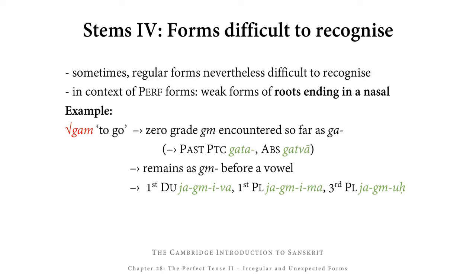However, here we have a few forms where the gm remains as gm before endings that begin with a vowel. So, for example, in the first dual, we have ja, gm, plus the vowel i inserted that we get if a stem ends in a consonant and an ending begins with a consonant. So we have jagmiva. In the first plural, we have jagmima. And in the third plural, we have jagmuḥ. So the zero grade of gam appears as gm, which is perfectly regular. However, we just haven't seen many instances of gam so far, so this might at first confuse us.